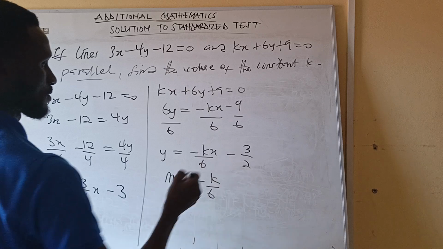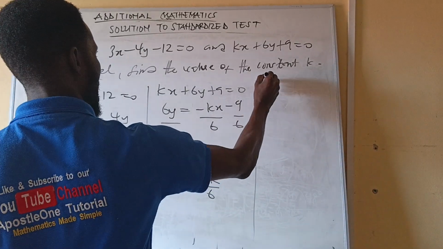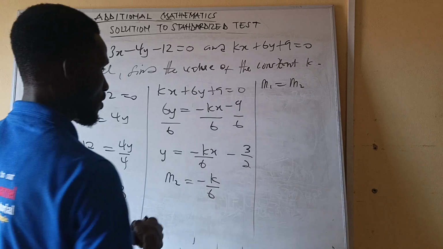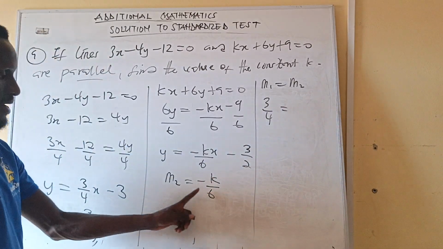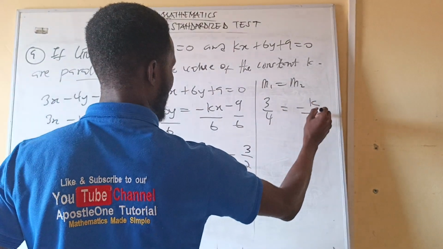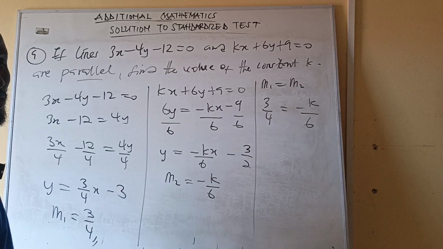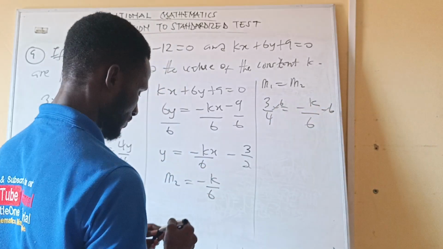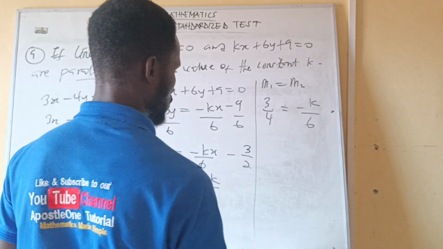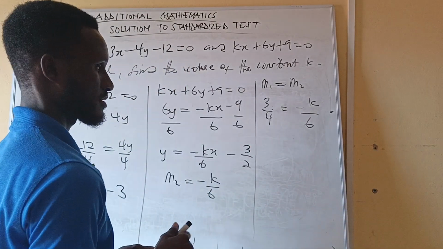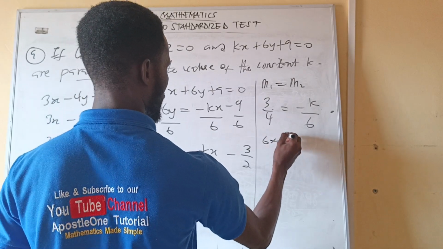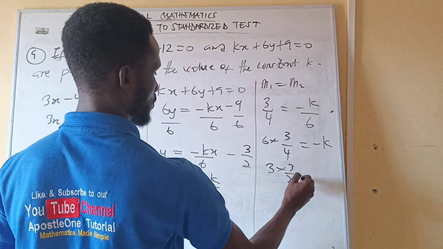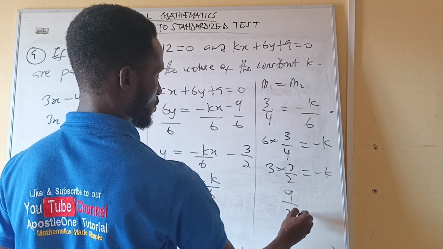Now for parallel lines, it means that m1 is equal to m2. Parallel lines have the same gradient. So m1 is 3 out of 4, and then m2 is minus k out of 6. We can just multiply through by 6, I can even multiply through by minus 6, you get it? So 6 times 3 out of 4 will give us minus k. Don't forget that 2 will go into this one. 3 times 3 over 2 is equal to minus k. This one gives us 9 over 2 is equal to minus k.